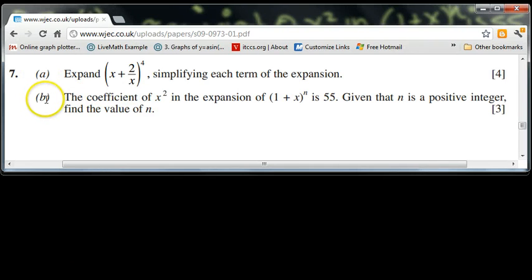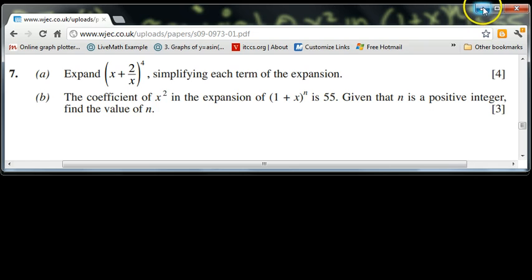Okay, then let's have a go at 7b. The coefficient of x squared in the expansion of (1 + x)^n is 55. Given that n is a positive integer, find the value of n. Okay, so that's what we need to do then. We need to find the expansion of this, and the coefficient of x squared is 55.